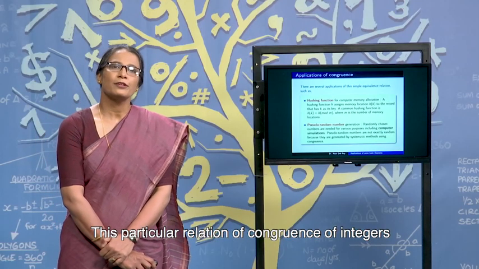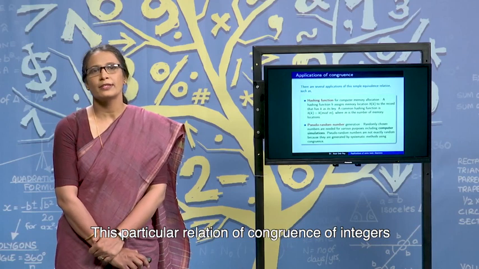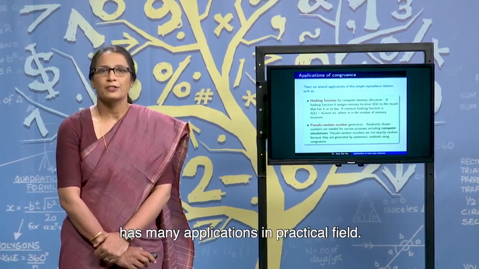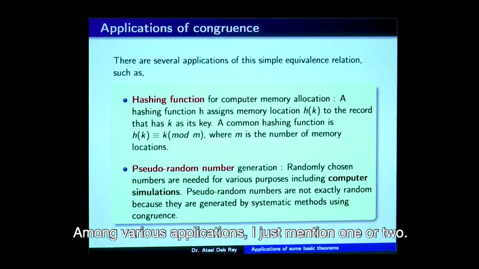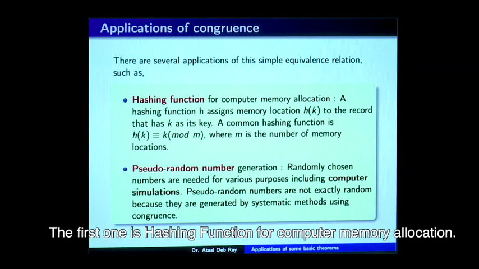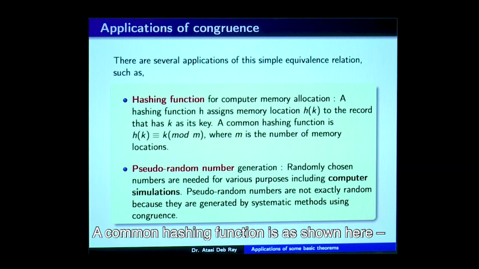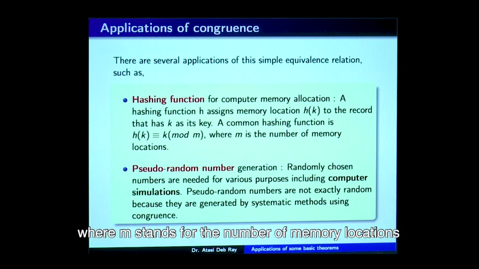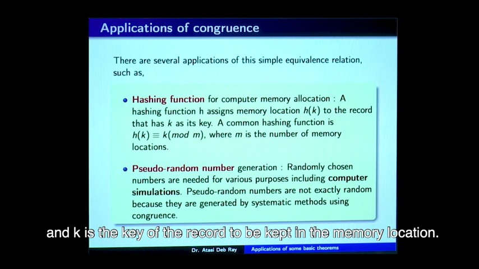This particular relation of congruence of integers has many applications in practical fields. Among various applications, I just mention one or two. The first one is the hashing function for computer memory allocation. A common hashing function is as shown here, where m stands for the number of memory locations and k is the key of the record to be kept in the memory location.